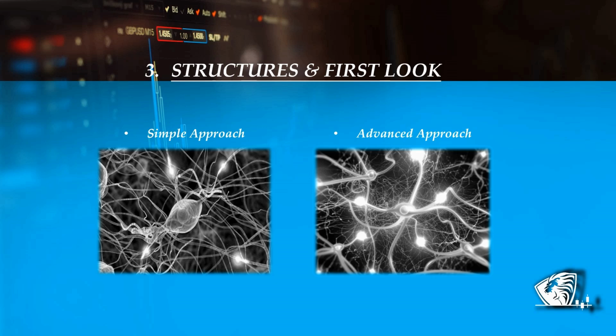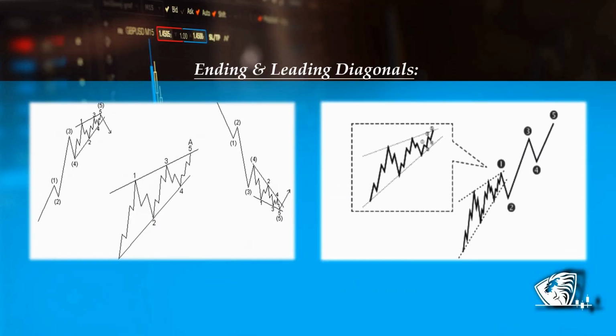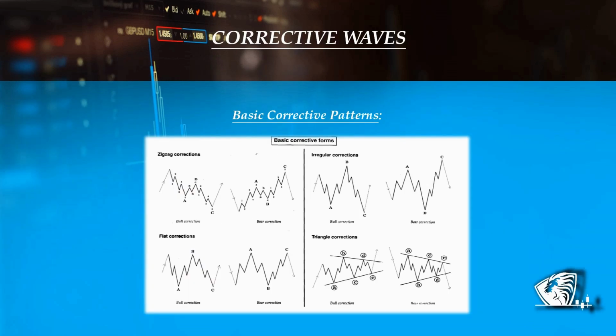For now, we're only going to take a quick look at the structure so that we could know how they actually appear on the charts. Now, don't be afraid if the slides continue. I will make sure that we will go over each and every one of these patterns later on. Impulsive or motive waves come in three forms: extensions, ending, and leading diagonals. Corrective waves, however, come in five forms: zigzag, flat, triangle, double, and triple three.